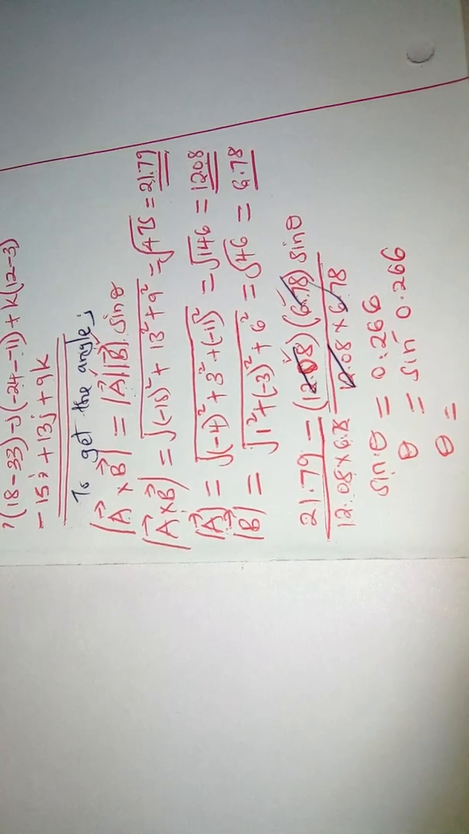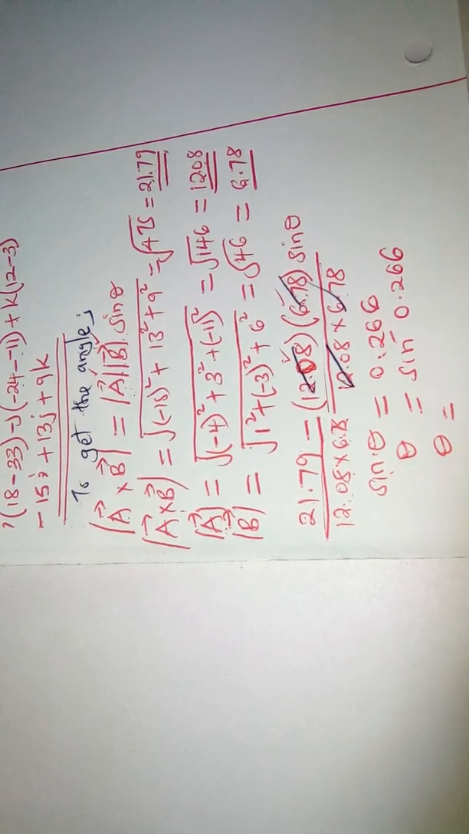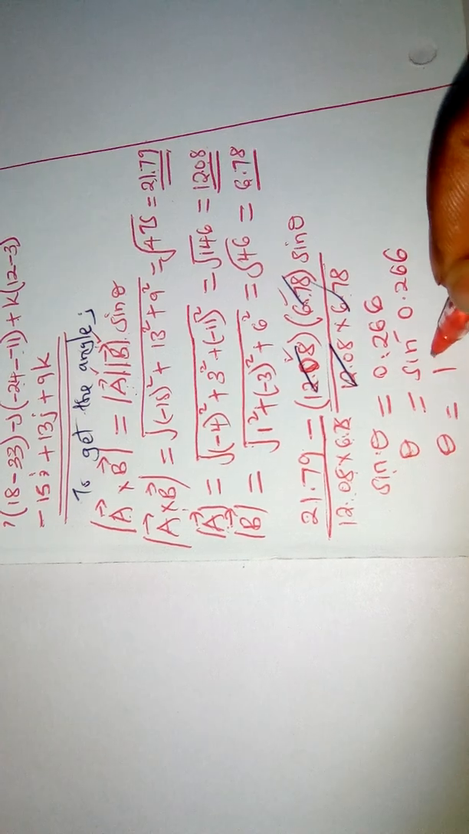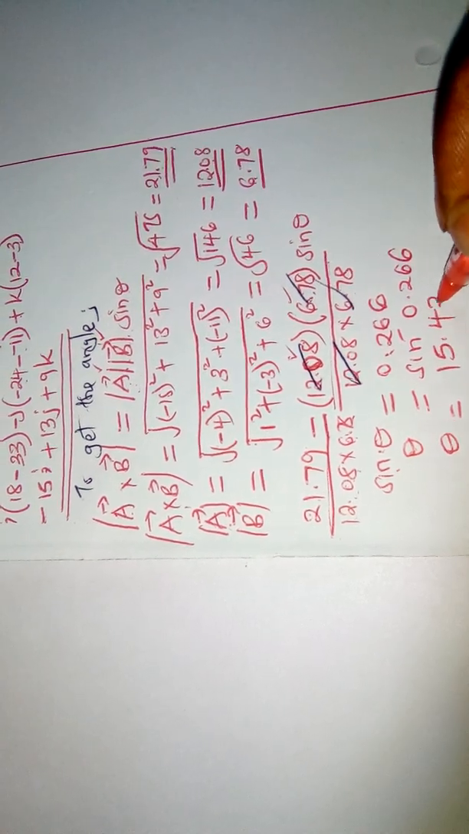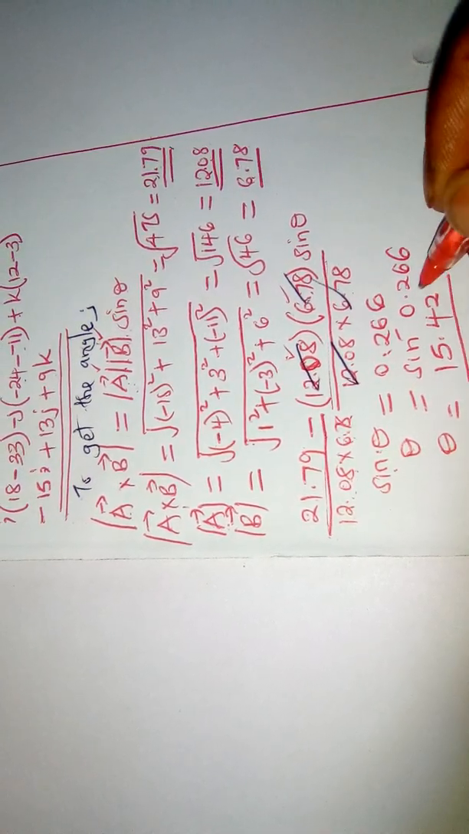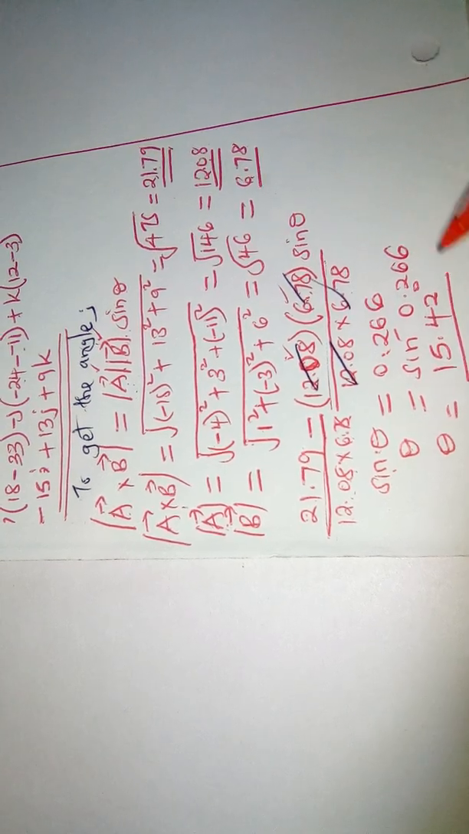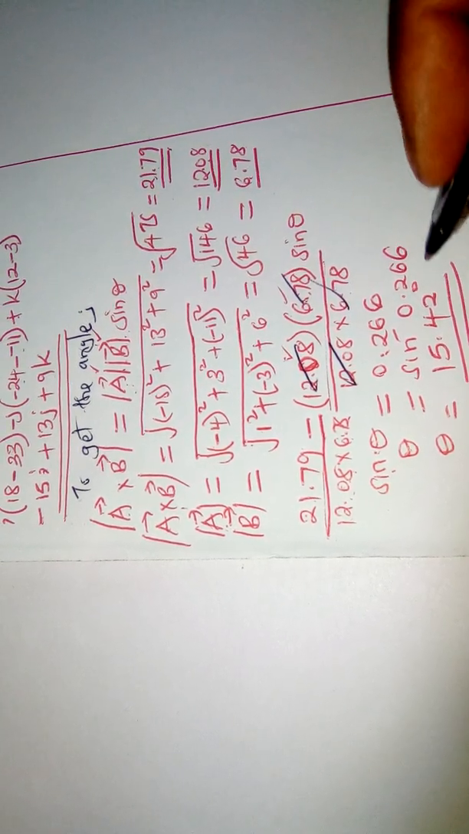When you get the sine inverse of the result there, you will end up with 15.42 degrees as the angle between the two vectors, and you shall have just done.